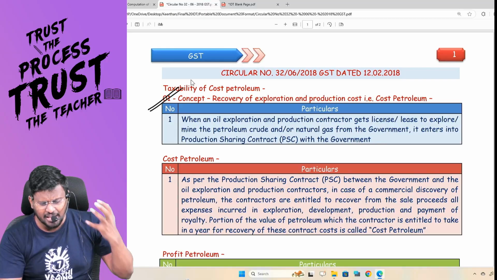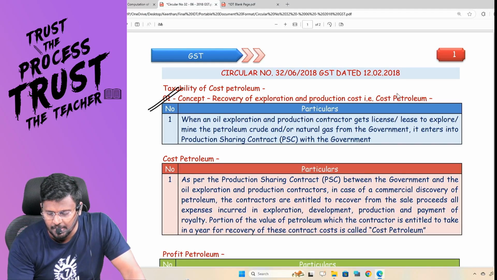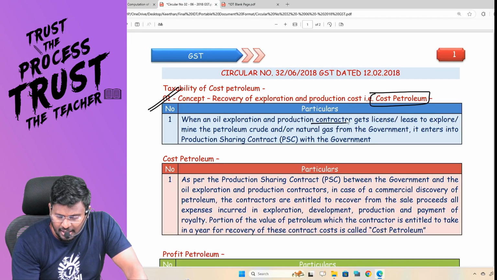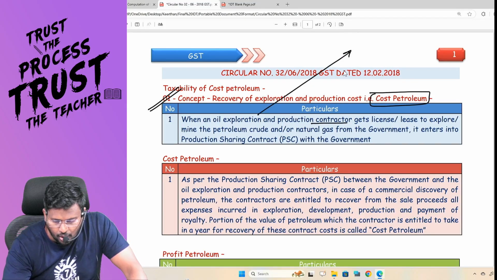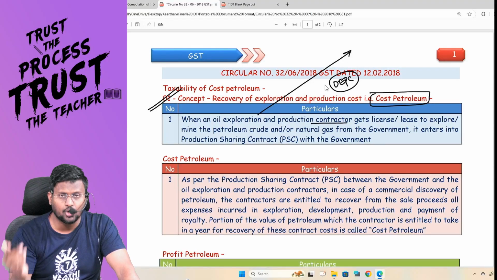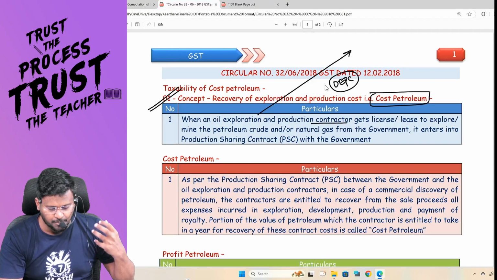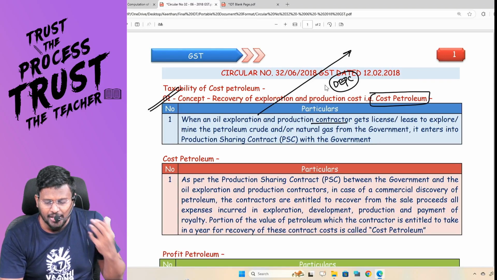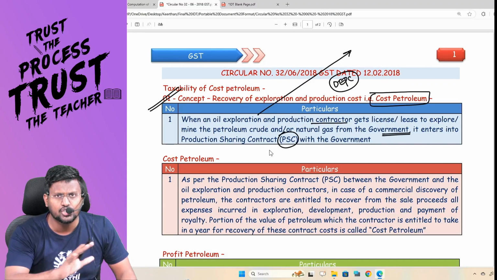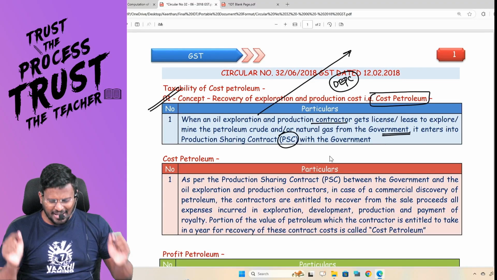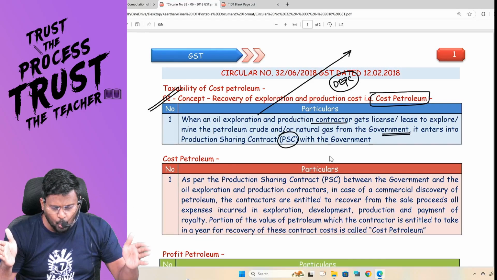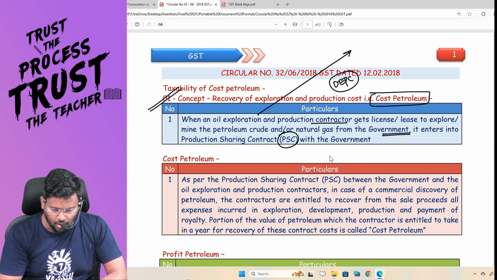Concept: recovery of exploration and production costs is called cost petroleum. When an oil exploration and production contractor, this guy is called OEPC, gets a license or lease to explore or mine petroleum crude or natural gas from the government, it enters into a PSC, that is, a production sharing contract with the government. So based upon the PSC, the central government will enter into a contract with the OEPC.